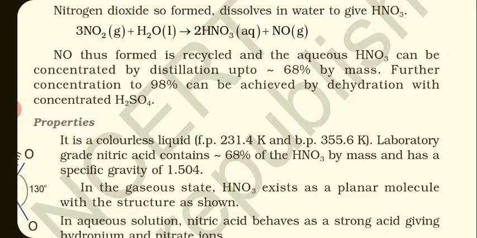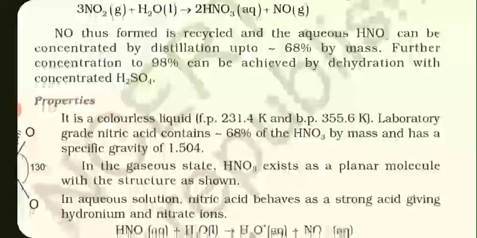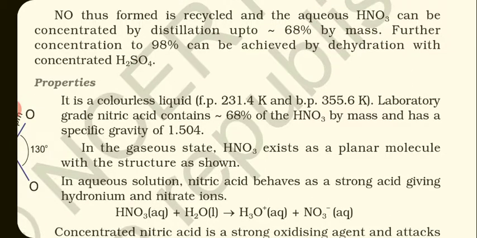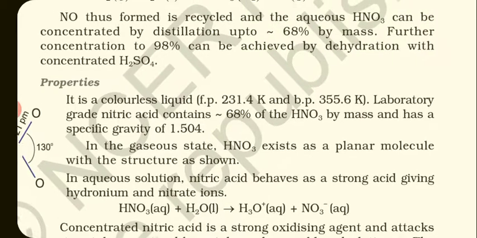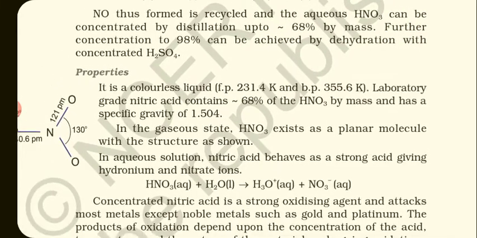The nitric oxide thus formed is recycled, and the aqueous HNO3 can be concentrated by distillation up to 68% by mass. Further concentration to 98% can be achieved by dehydration with concentrated H2SO4.